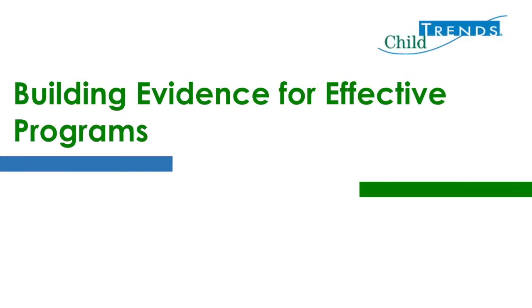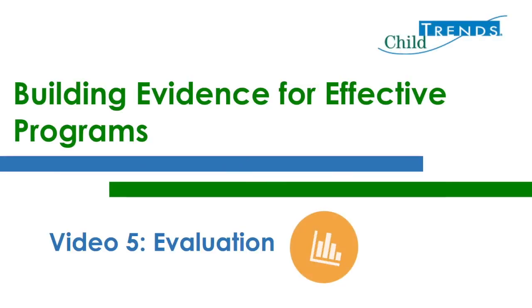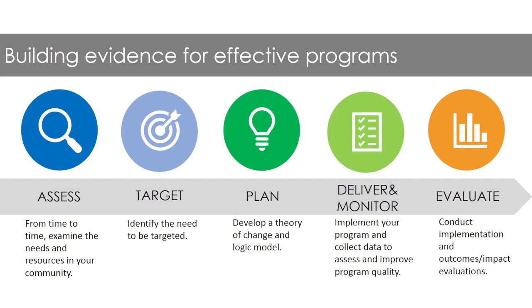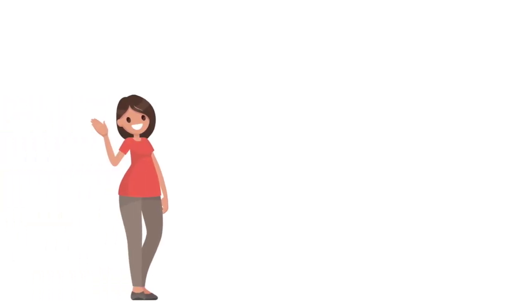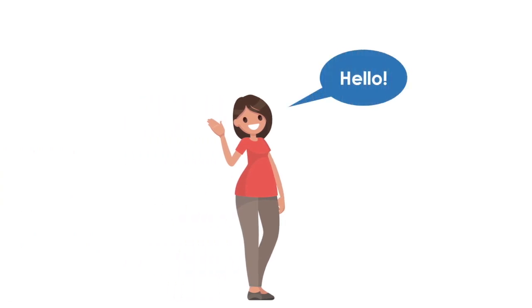Welcome to the fifth video in Child Trends' six-part series on building evidence for effective programs. In this video, we'll walk you through the final step of the process to build evidence for effective programs, evaluation. Then we'll meet Maya, the director of an academic tutoring program at a youth-serving nonprofit organization. We'll check in with her to see how she and her team implemented Step 5.